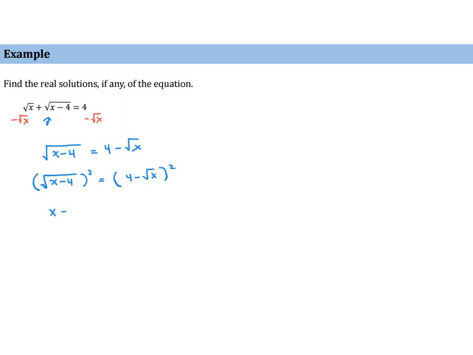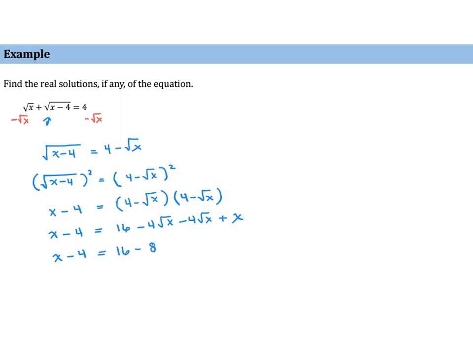The left-hand side is just x minus 4. The right-hand side we're going to have to square. So I won't try to do that in my head. Let's just write it out. It never hurts to show our steps. We have x minus 4 equals first outside, inside, and then last will be plus square root of x times the square root of x is just x. So we have x minus 4 equals 16 minus 8 root x plus x.